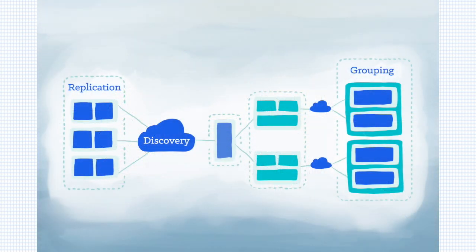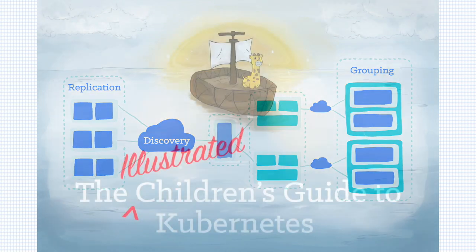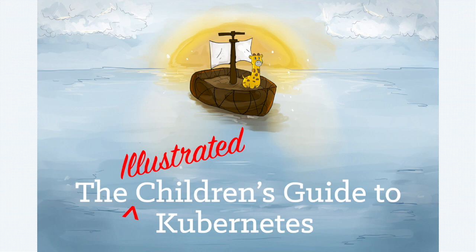"Kubernetes is an open source orchestration system for Docker containers. It handles scheduling onto nodes in a compute cluster and actively manages workloads to ensure that their state matches the user's declared intentions. Using the concept of labels and pods, it groups the containers which make up an application into logical units for easy management and discovery." And my daughter said to me, "Huh?" And so I give to you the illustrated Children's Guide to Kubernetes.